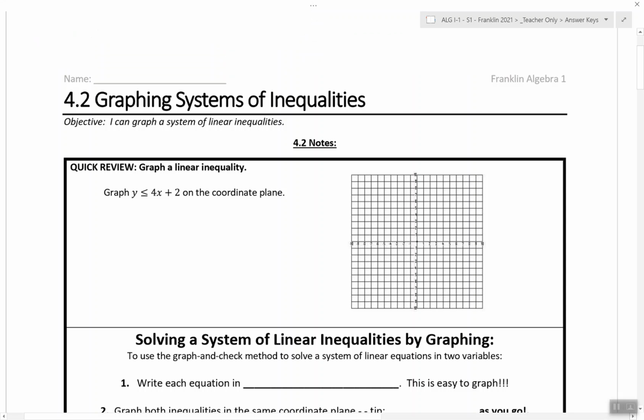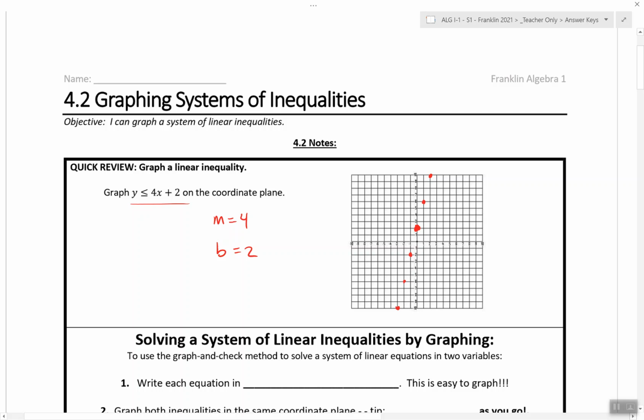Let's graph y is less than or equal to 4x plus 2 on the coordinate plane. Just like a regular line, we're going to get the slope and the y-intercept from the equation. The slope here is 4, and the y-intercept is 2. So let's start at the y-intercept at 2, use the slope of 4 to go up 4 over 1, or down 4, left 1.